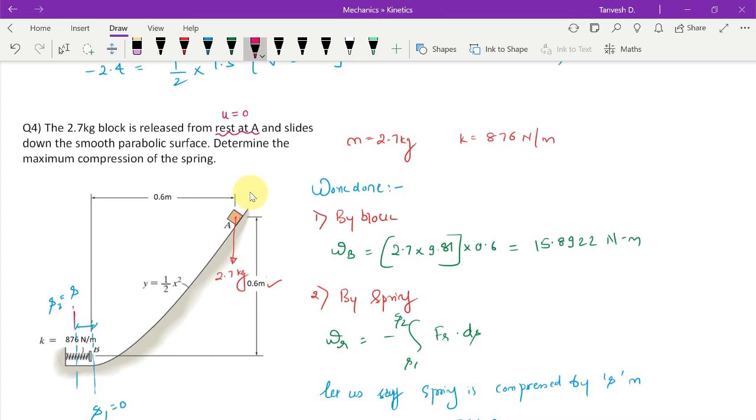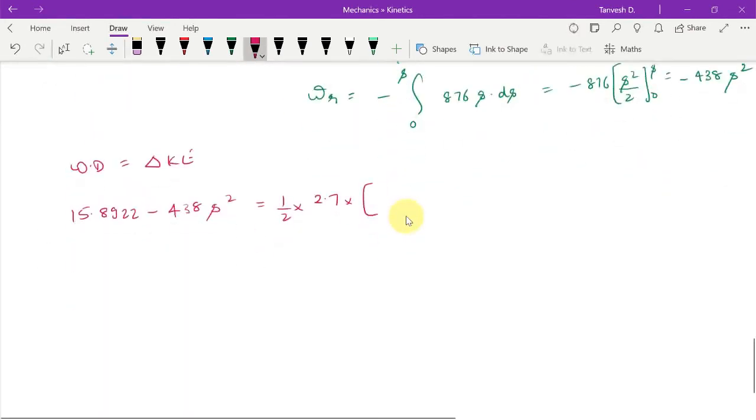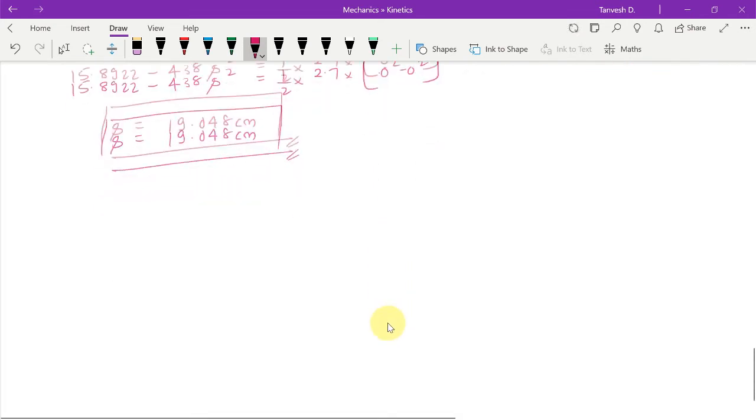So this is the end point of this block for us in this numerical, and the velocity at that point also has to be equal to 0 because it stops there, right? So V is also equal to 0, so it is half into mass into 0 square minus 0 square. Okay, so you will get S is equal to 19.048 centimeters. Let us move to next numerical.